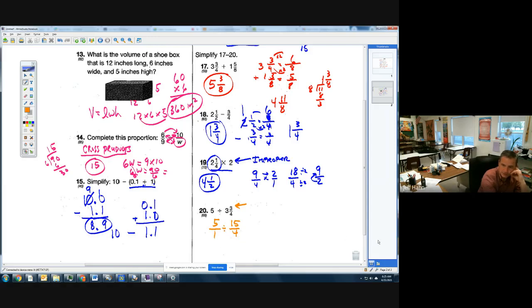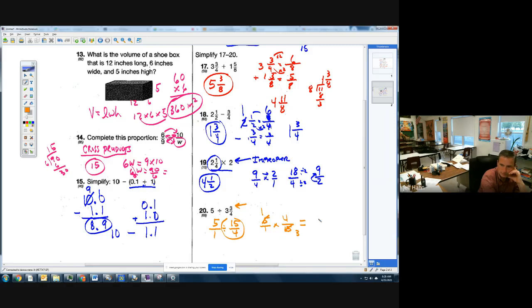Now I flip it and I multiply. So it's 5/1. We flip the second fraction and I multiply it by 4/15. And here's where hopefully you can see this. We talk about this all the time. It's best if you can cross cancel. Since I have a 5 and a 15 and 5 goes into both of them, I'm going to divide them both by 5 right off the bat. This becomes a 1. That becomes a 3.